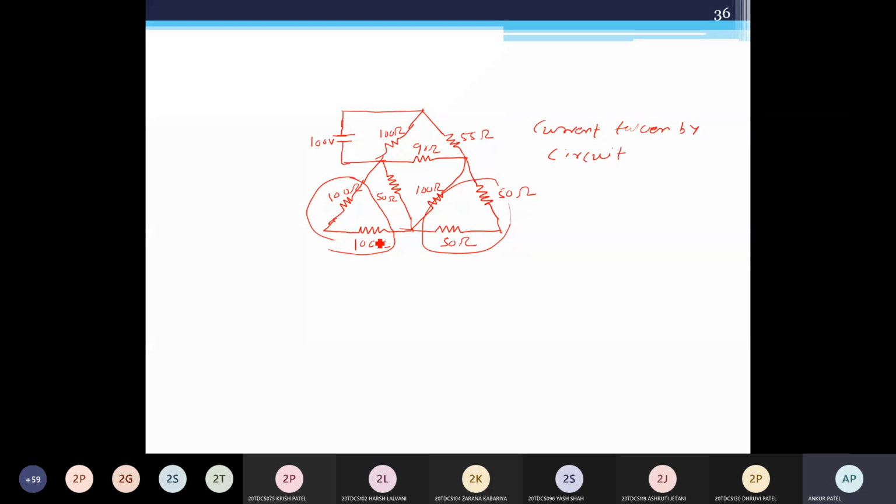Making this summation 100 and 100, so we'll be having 200. So this 200 is in parallel with this. This is also in parallel with this. Due to this parallel connection, we'll be having 40 ohm and 50 ohm downward side. So after this, we'll be having the circuit like this.